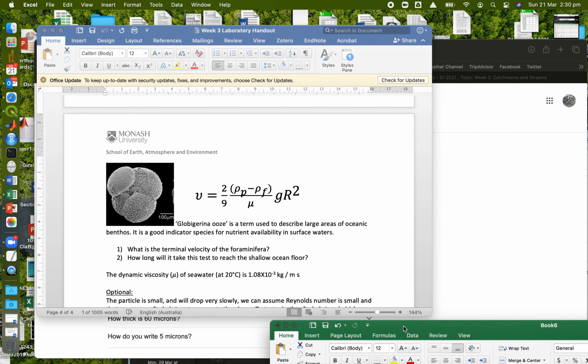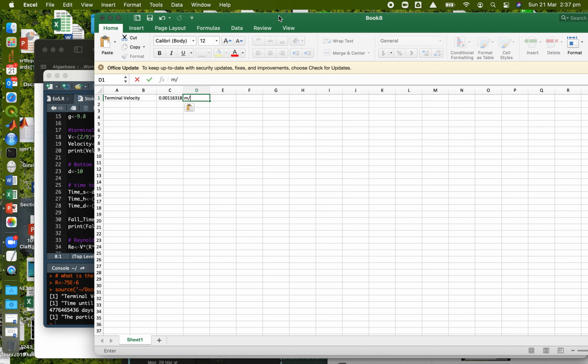So how long will it take to reach the shallow ocean floor? So I have my terminal velocity, 0.0011 or 1 to the negative 3. And I'm going to say that in meters per second. That's how quickly my foram is falling. So if I had to fall 10 meters distance, which is a question, right?